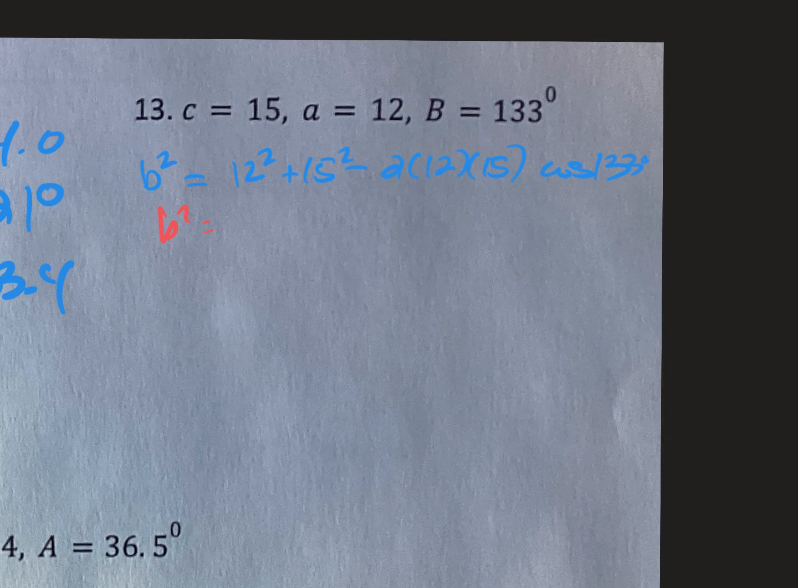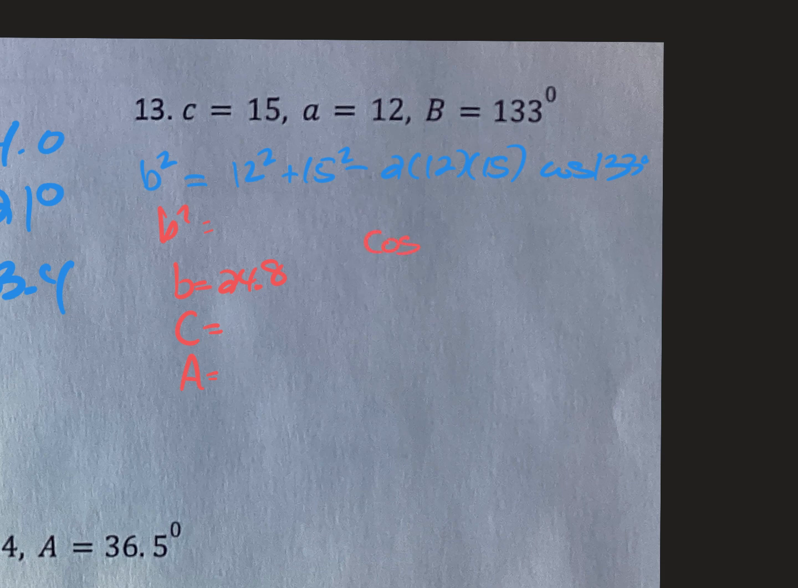I get like 614.5, but I gotta square root that because remember that's b squared. So little b is just gonna be 24.8. I also need to find big C and big A. Since I got little b, it doesn't really matter, I'm gonna find big C.